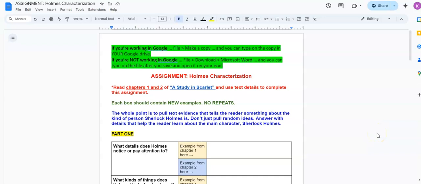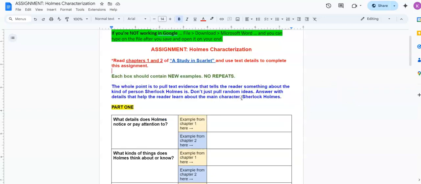Everyone, let's go over the Holmes characterization assignment. So the first thing you need to do is make sure that you've read A Study in Scarlet by Sir Arthur Conan Doyle. We're just reading the first two chapters of this story, but it'll give you a good background and understanding of who Sherlock Holmes is. So you're going to read that first, and you can either click on the link on this assignment, or you can read it in the classroom.